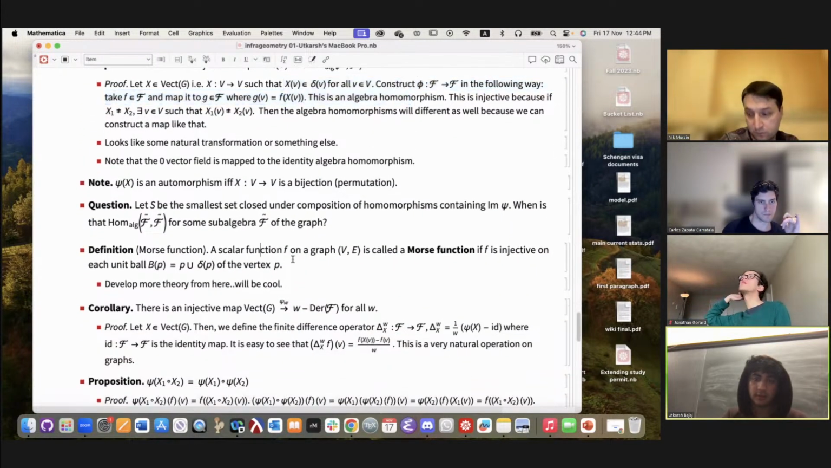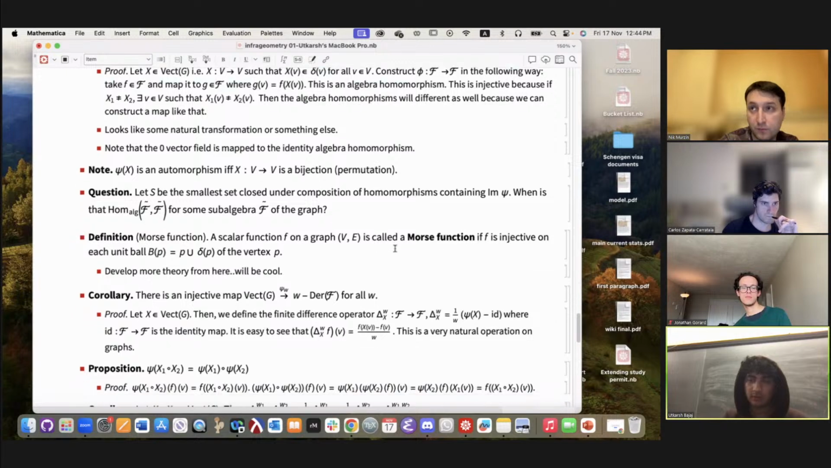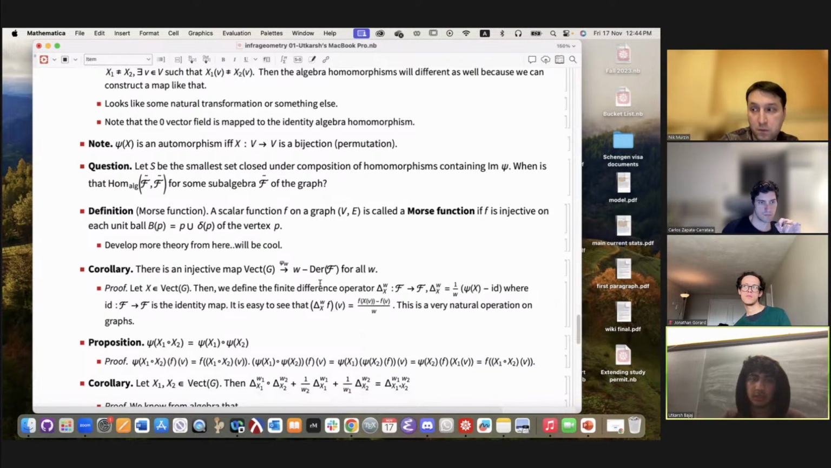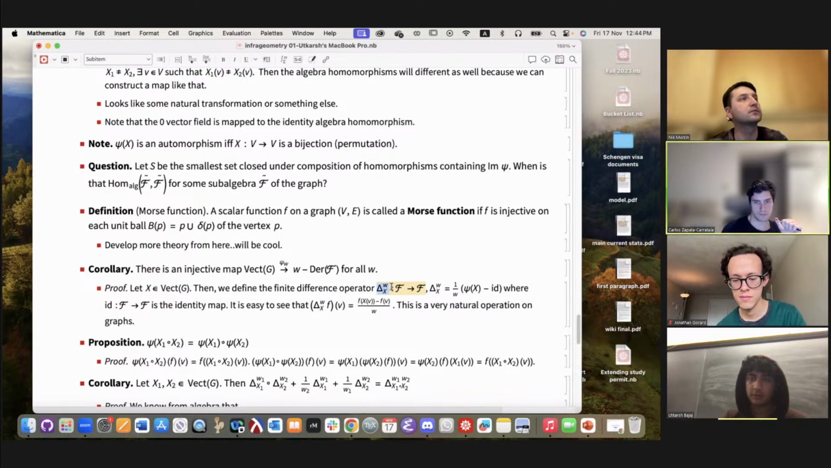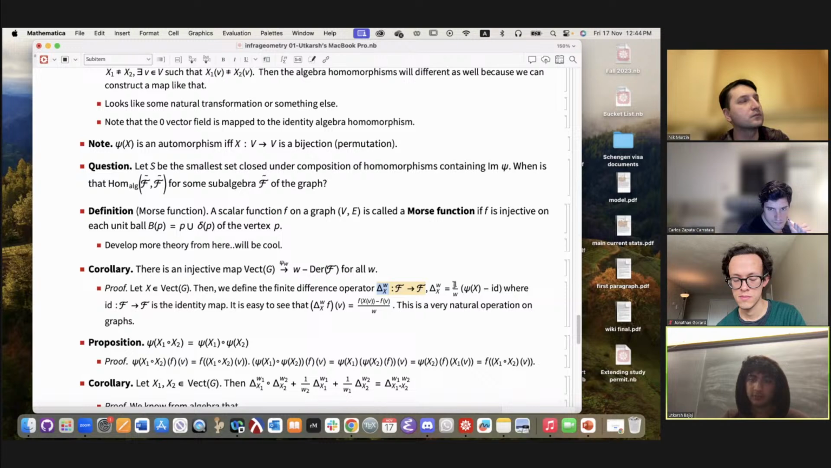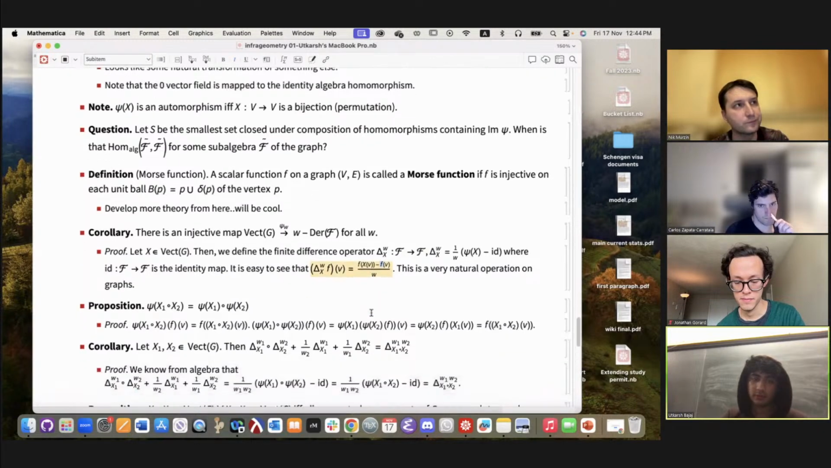Then I try to define some things like Morse functions and so on. Oliver Nill has some interesting results about how that plays out, but I haven't seen those yet. Then, given a vector field, you basically define this operator, the finite difference operator, that takes a function and gives me another function, which takes the function at the next point of the vector field, the point that the vector points to, subtracts it from the original value, and divides it by w.